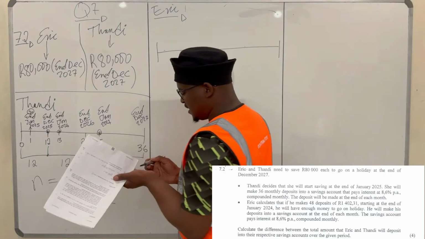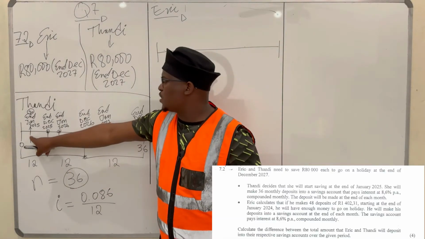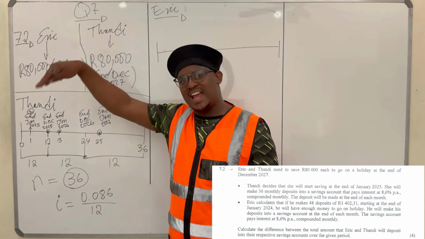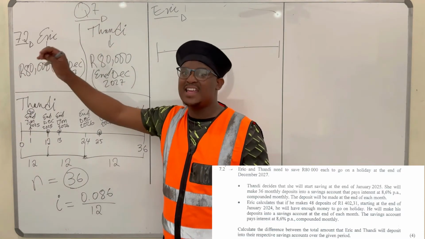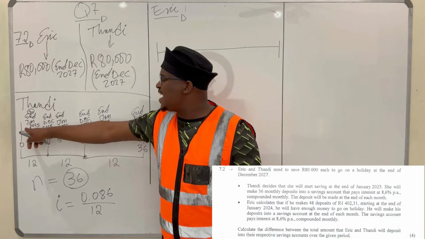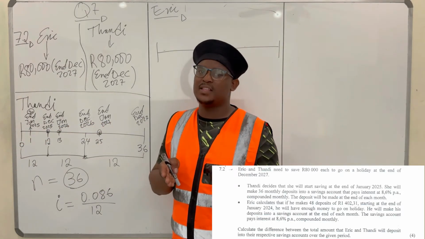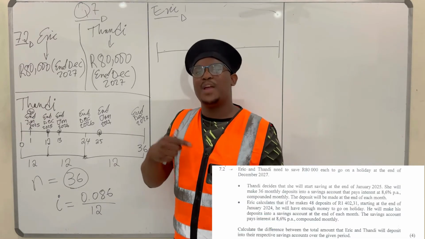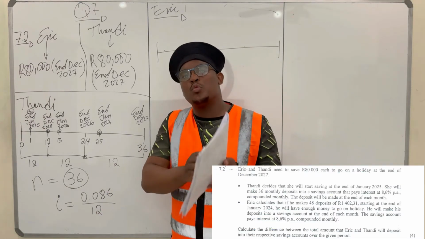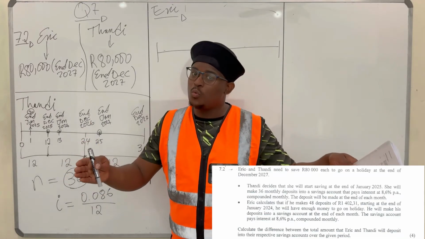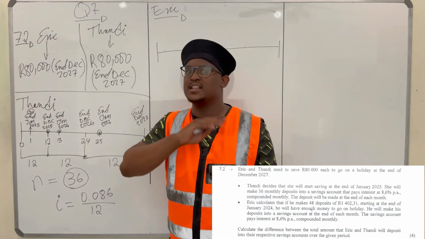You can see that Tandi started saving at the end of January 2025, right? Eric started a year earlier. Eric started at the end of January 2024, and he will make a total of 48 payments. Each payment is made monthly, which means those payments will be made over a period of 48 months. That 48 months is 4 years.